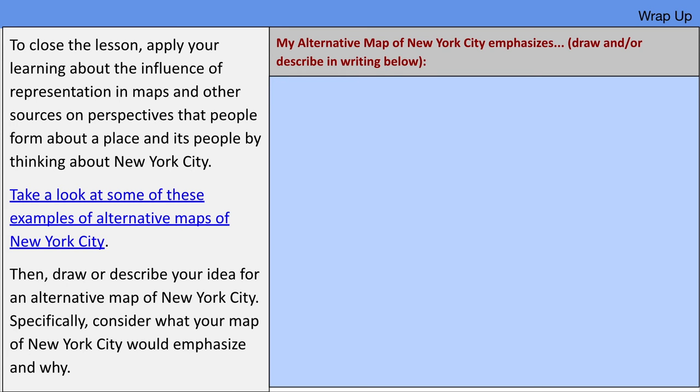To wrap up, to close this lesson, apply your learning about the influence of representation in maps and other sources on perspectives that people form about a place and its people by thinking about New York City. Take a look at some of these examples of alternative maps of New York City that are linked on this slide. Then draw or describe your idea for an alternative map of New York City. Specifically, consider what your map of New York City would emphasize and why.